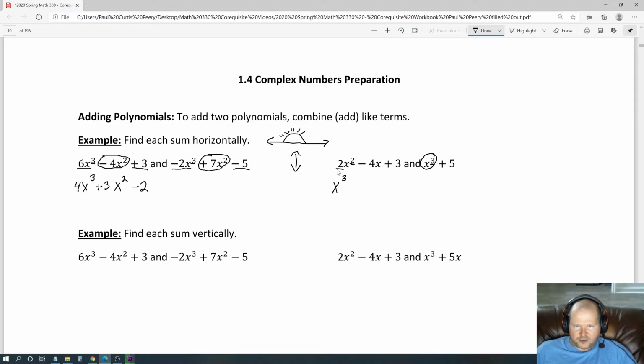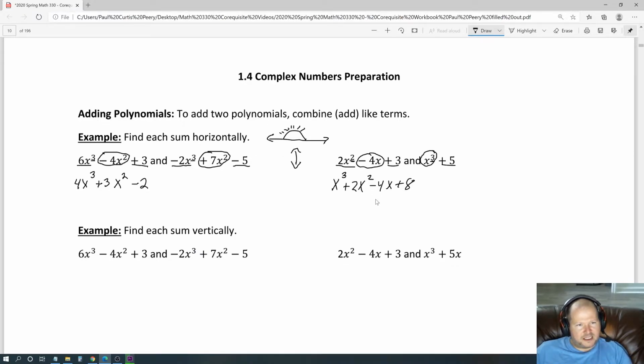Then we're going to skip over here, right? So we had third degree first. Now we have the second degree, so plus 2x squared. Okay, then we see a first degree, right? So we say minus 4x. Then we deal with the constant. We have a 3 plus 5, which gives us an 8. Okay, now we want to add them vertically.